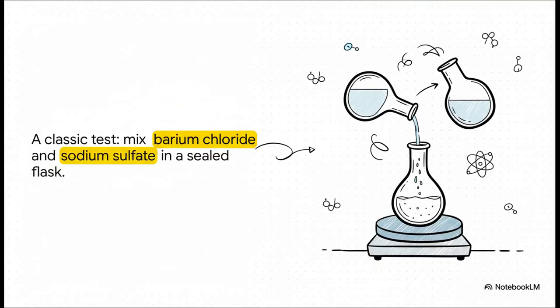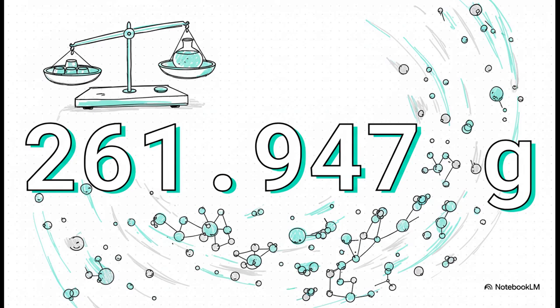So, how do we know this for sure? Well, scientists came up with a really clever and classic experiment to prove it. Here's the setup. You take two clear liquids, you put them inside a sealed flask, and then you place the whole thing on a very, very precise scale. First thing you do is get a starting measurement. You weigh everything together. Let's say, for example, it weighs exactly 261.947 grams. We're talking super precise. Every single atom has been counted.